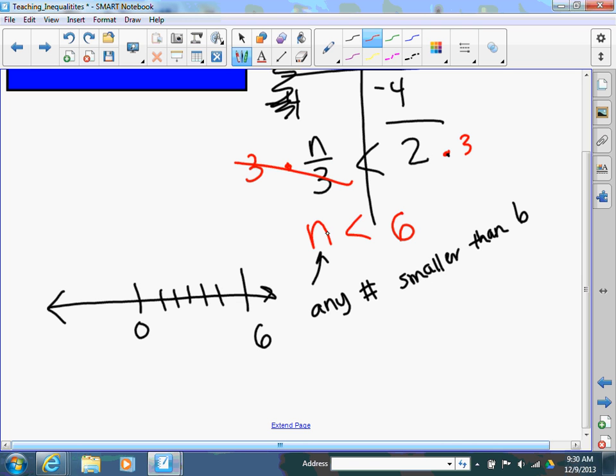when we go to shade, Rudolph's nose is pointing to the left, so we go here, open or close? Open. Because it does not include 6. 6 is not smaller than 6. So we're going to shade 5, 4, 3, 2, 1, 0, -1, -2, -3, -4, and so forth. Those are numbers that are smaller than 6. Does that make sense? As to why you shade the way you shade it. And you have to follow Rudolph's nose. Okay? Any questions?